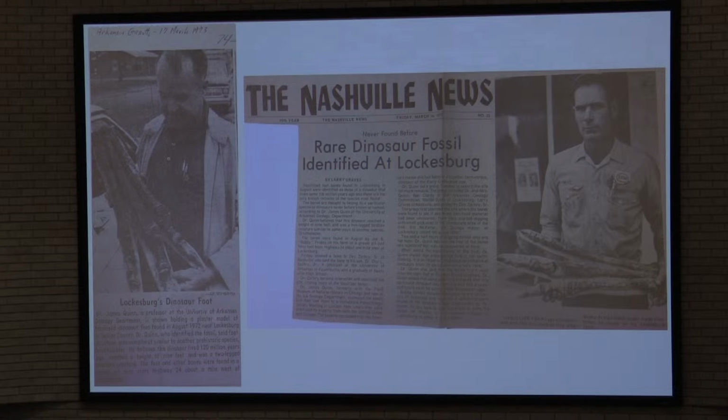Unfortunately, Dr. Quinn died in an accident. He was out looking for fossils with one of his friends in a quarry and fell and didn't survive the fall. And so those fossils never really got described. They just sat there after that.